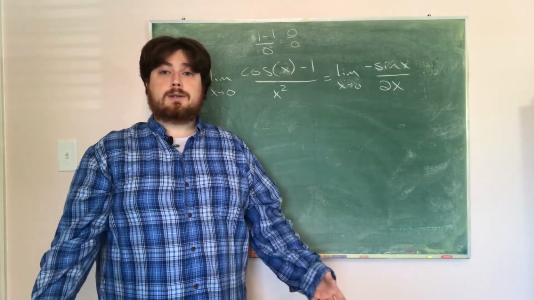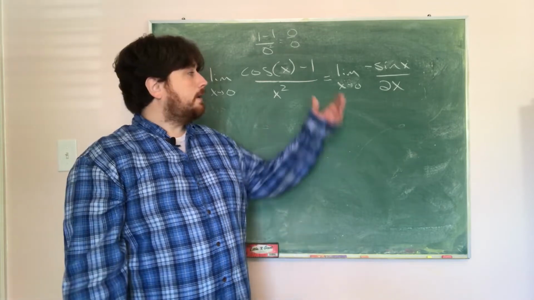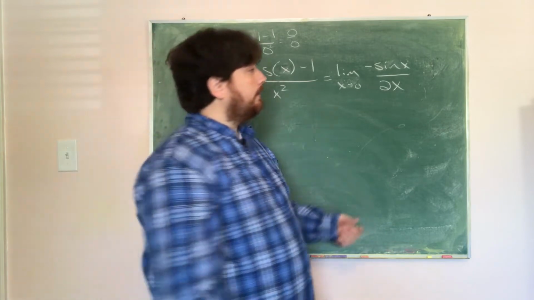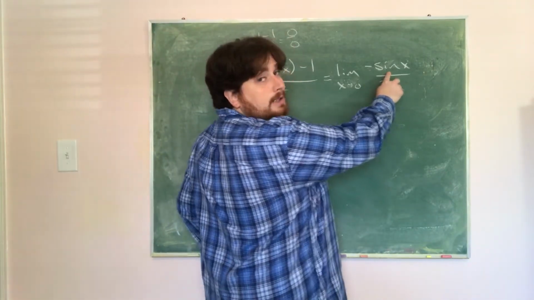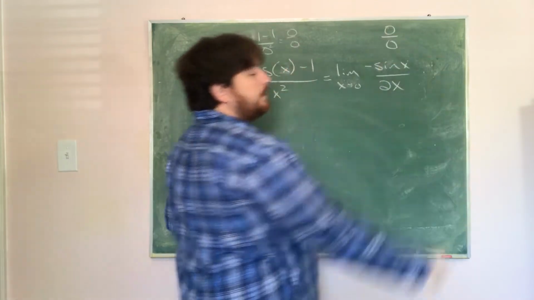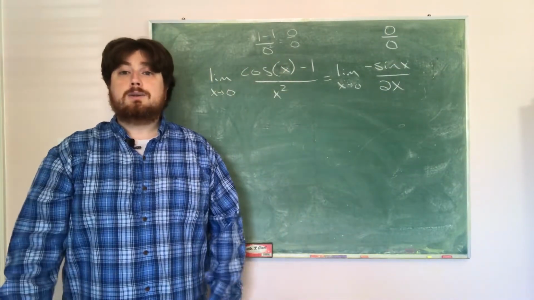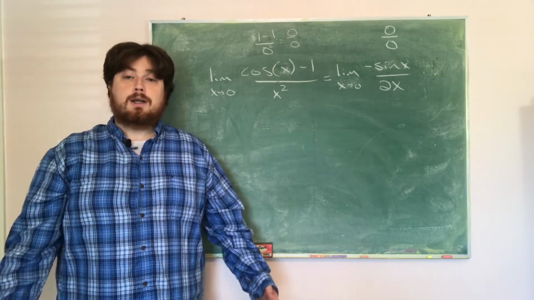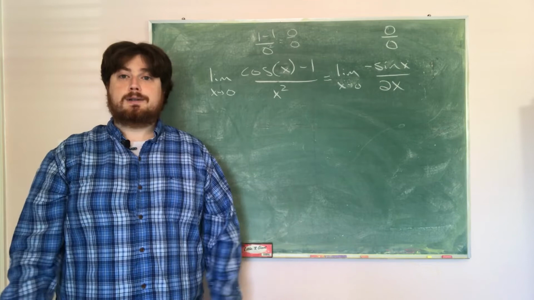So we're going to start the process over again, which means that we're going to substitute 0 into the function and see what happens. If we do that, we get negative sine of 0. Sine of 0 is 0, over 2 times 0, which is 0. So again, we get 0 over 0, which is an indeterminate form. So it means we have to do more work.